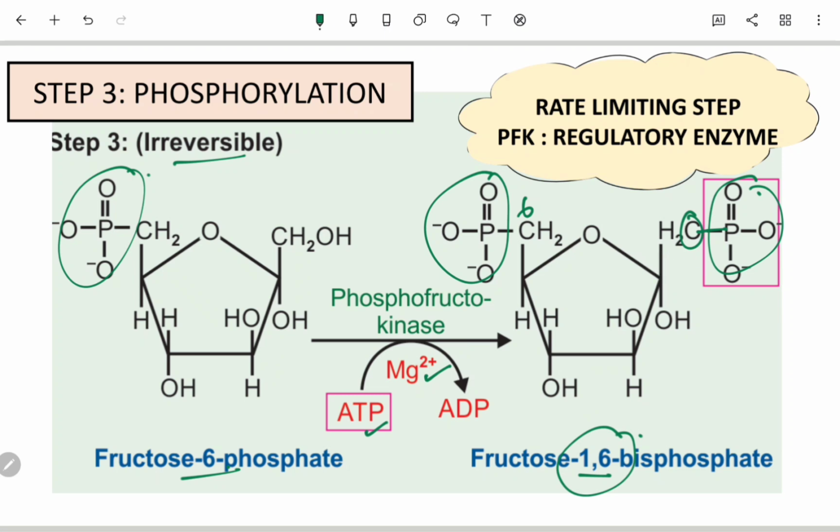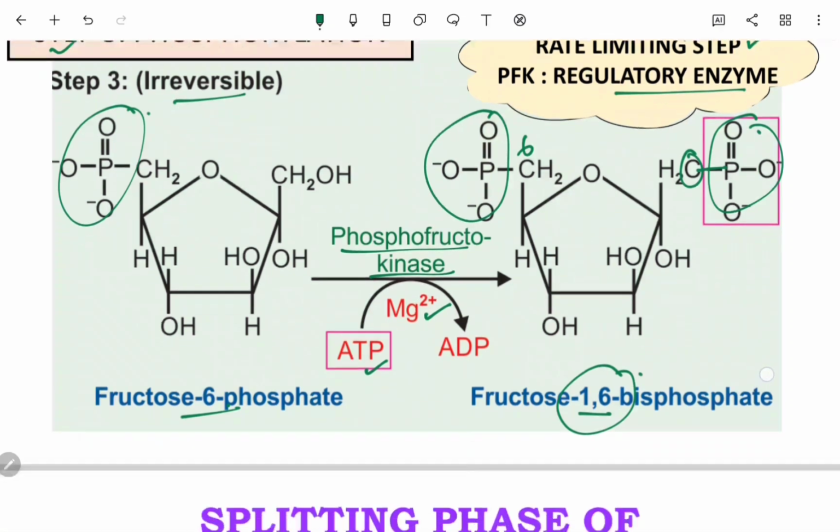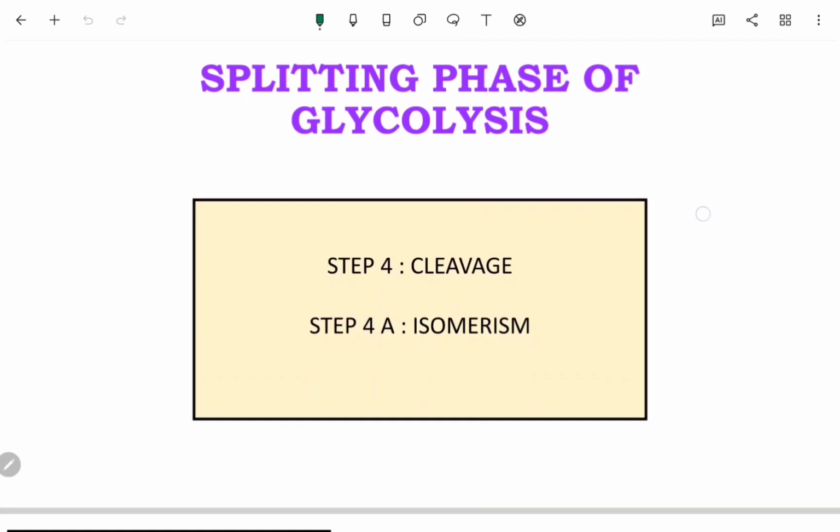Now the enzyme is phosphofructokinase. And I want to tell one more thing. This is a rate limiting step. That means this particular step is happening in a very slow manner. And this particular enzyme is the regulatory enzyme, which can regulate the whole glycolysis through mediating this particular step, that is the phosphorylation step.